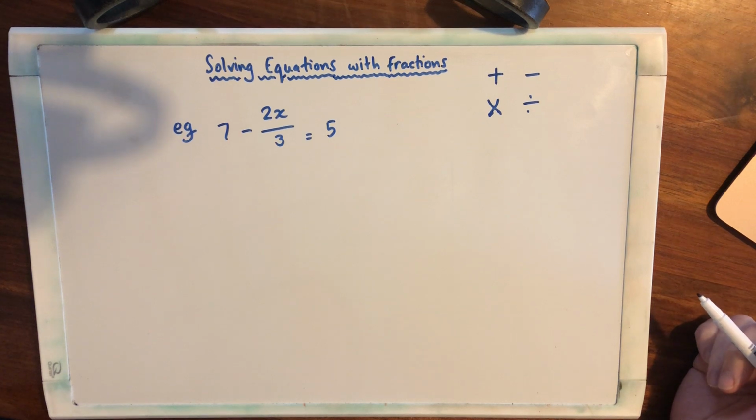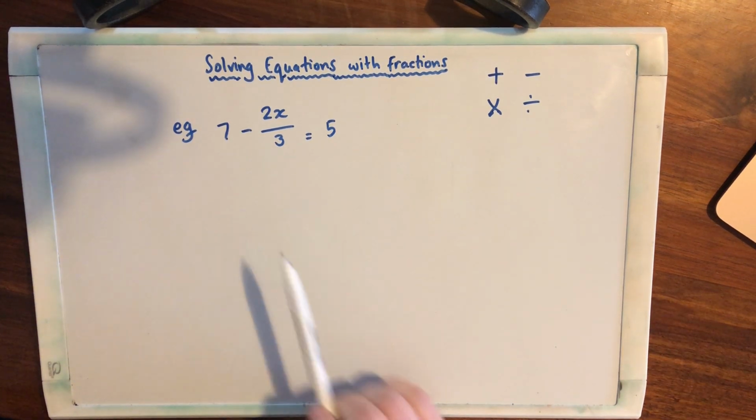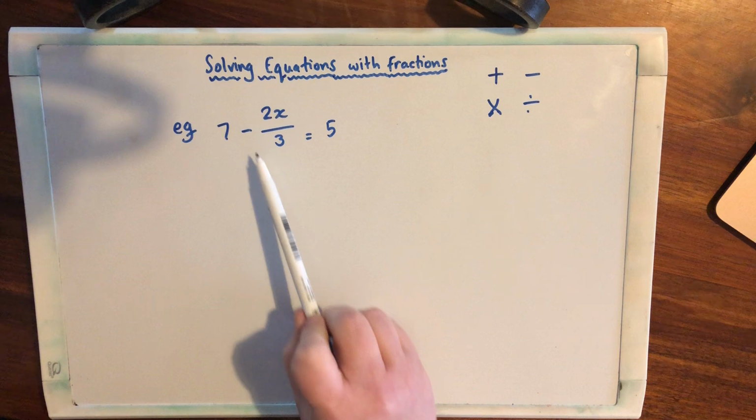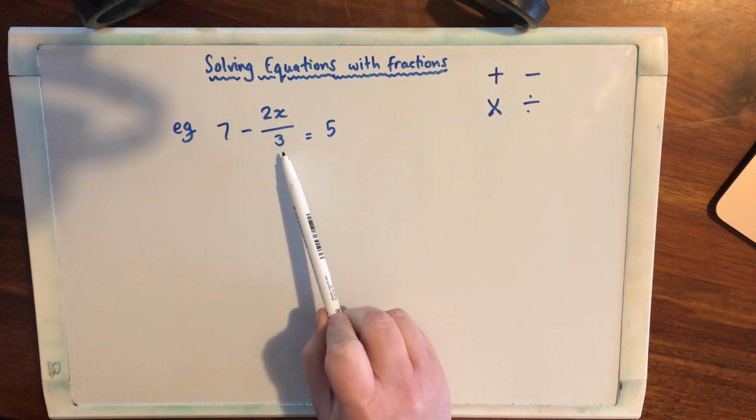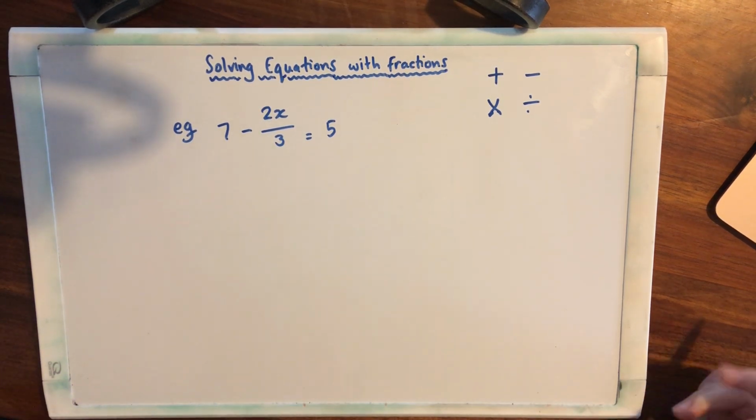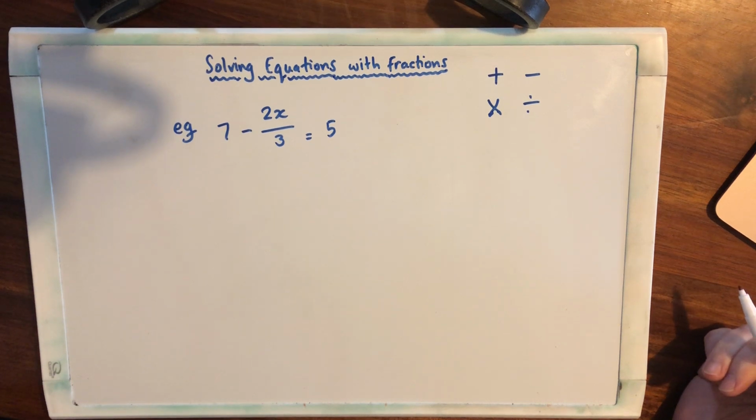Here we have an equation that says positive 7 take away a fraction of negative 2x divided by 3 equals 5. Okay, we have quite a few steps to take in order to solve, or to isolate the pronumeral. So what's the first step?